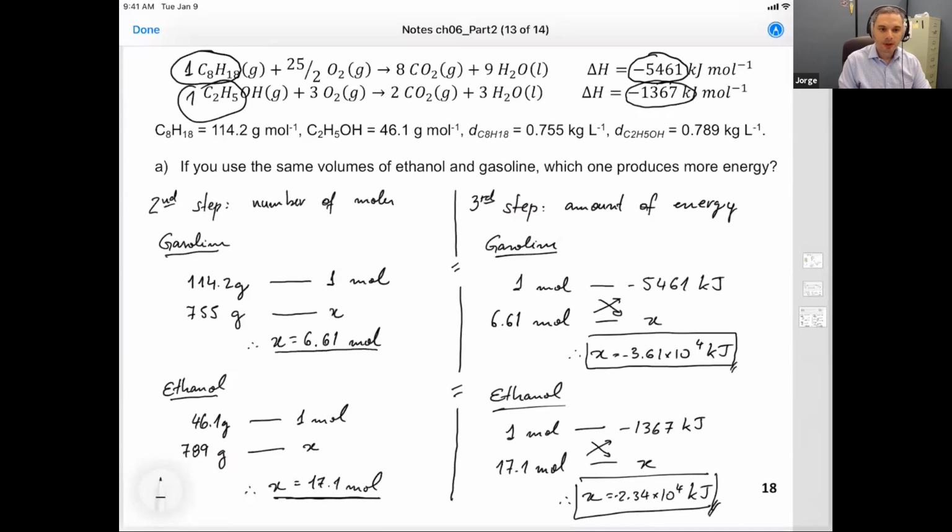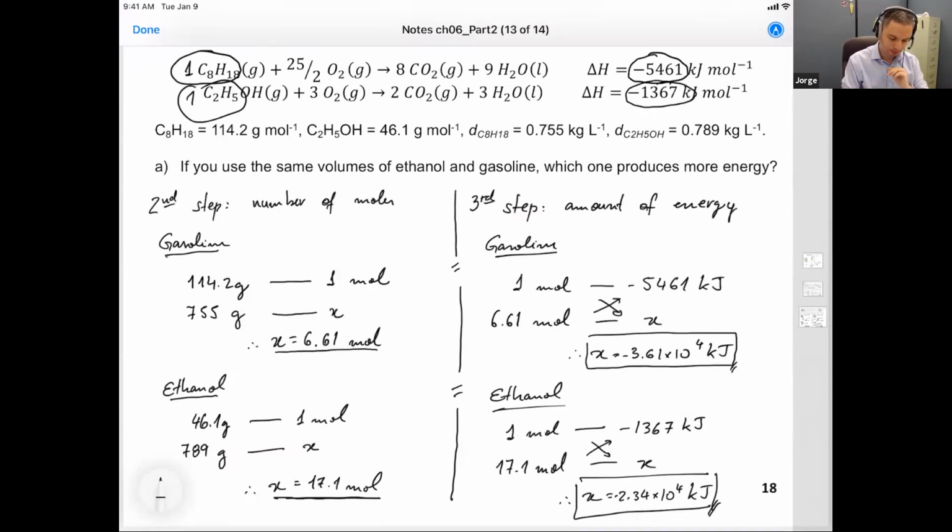Okay, so for the same volume of fuel that's burned, gasoline will produce more energy than ethanol. And that's one of the big advantages of gasoline. It produces a lot of energy. So that means if you use ethanol, you need more fuel to do the same thing compared with gasoline.